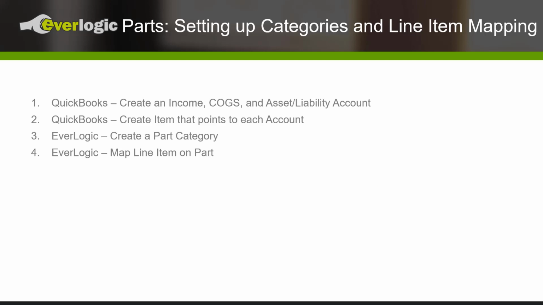In this session, I'm going to cover creating QuickBooks income, cost of goods, and assets or liabilities accounts, and the item that points to each account, creating a part category, and mapping line items on parts in EverLogic. For many part categories, you'll need an income, cost of goods, and asset or liability account, so I'm going to demonstrate each. Okay, let's get started.